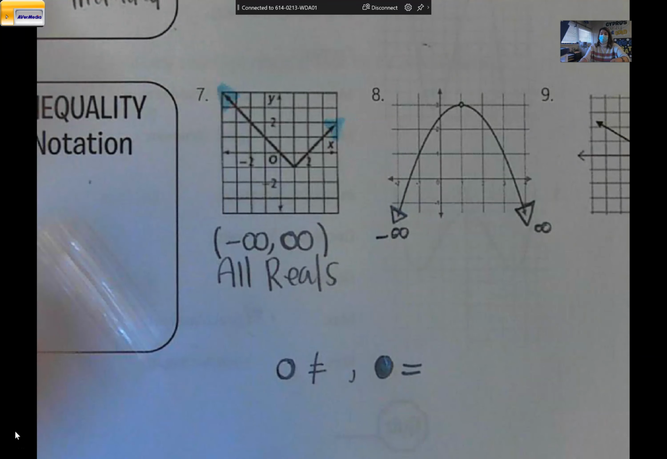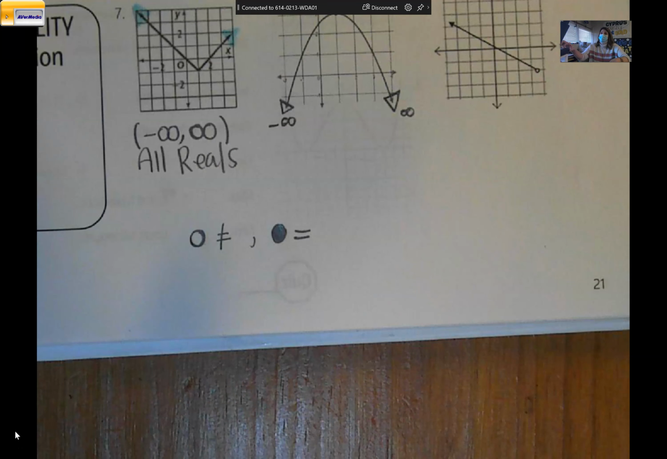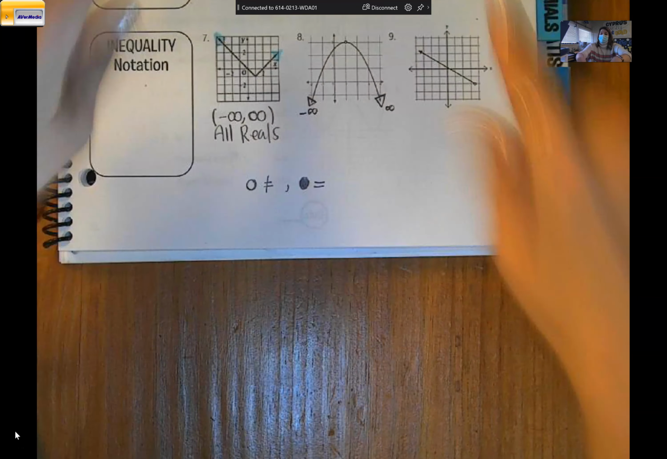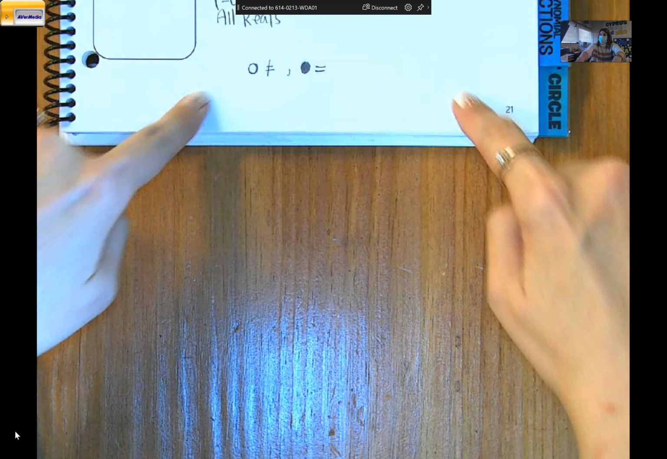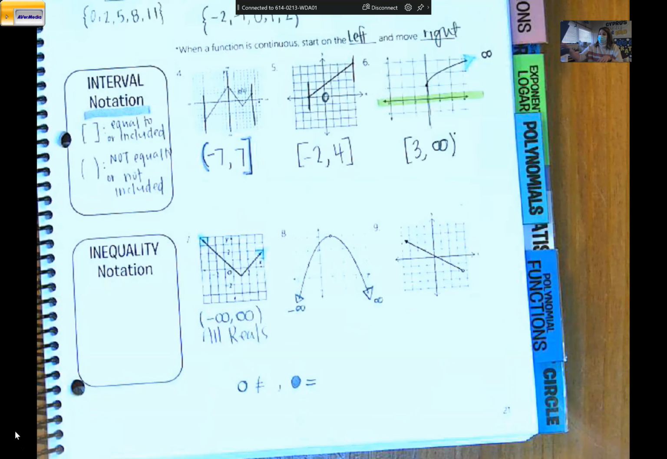Even though it looks like they're going down, if you let this parabola go on forever and ever, what ends up happening is that the parabola just keeps getting wider and wider and eventually will hit negative or positive infinity.